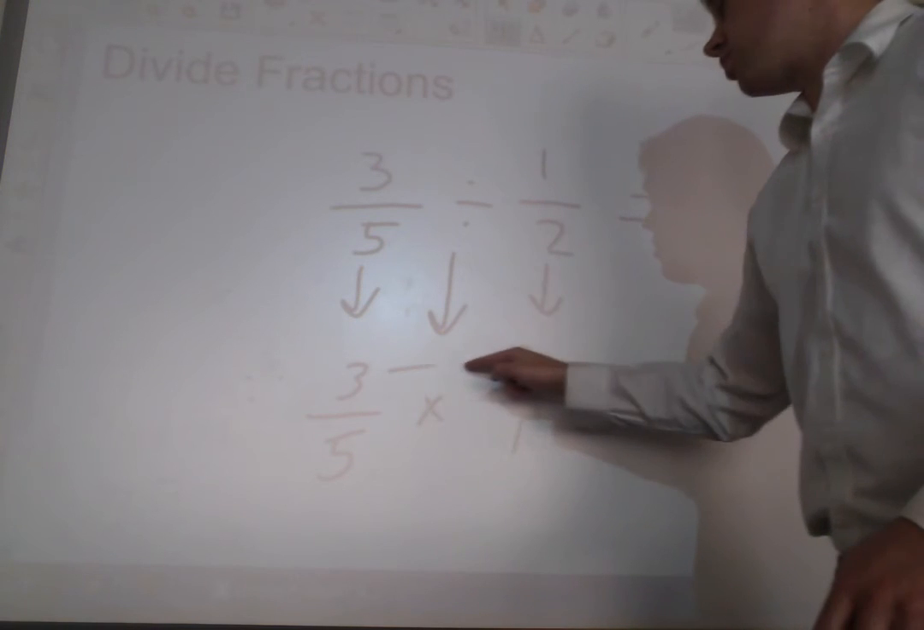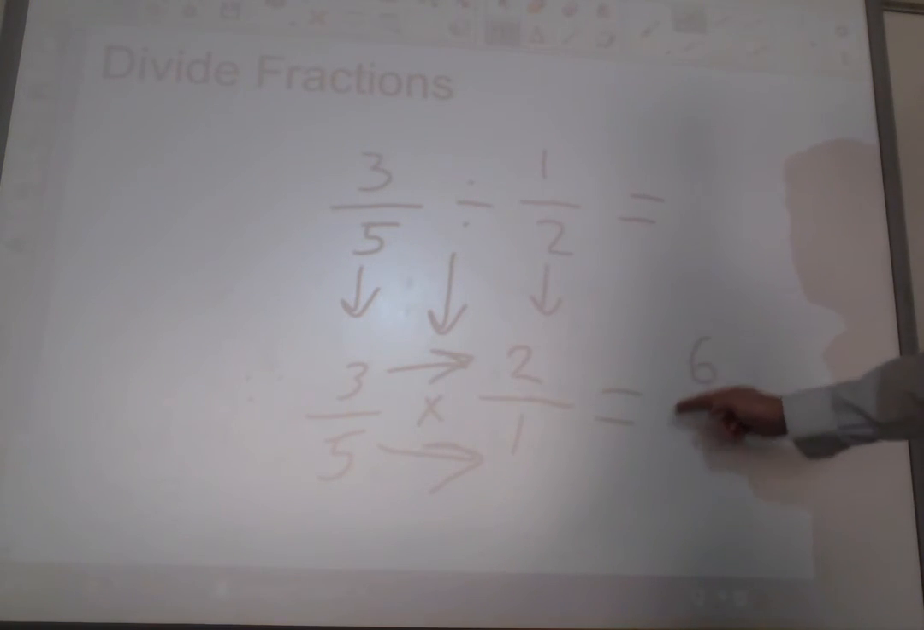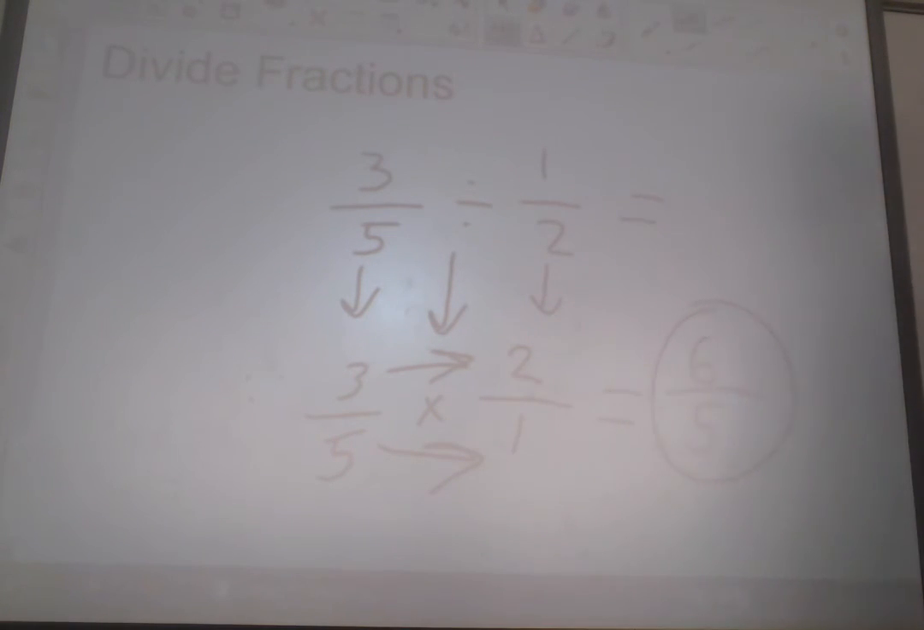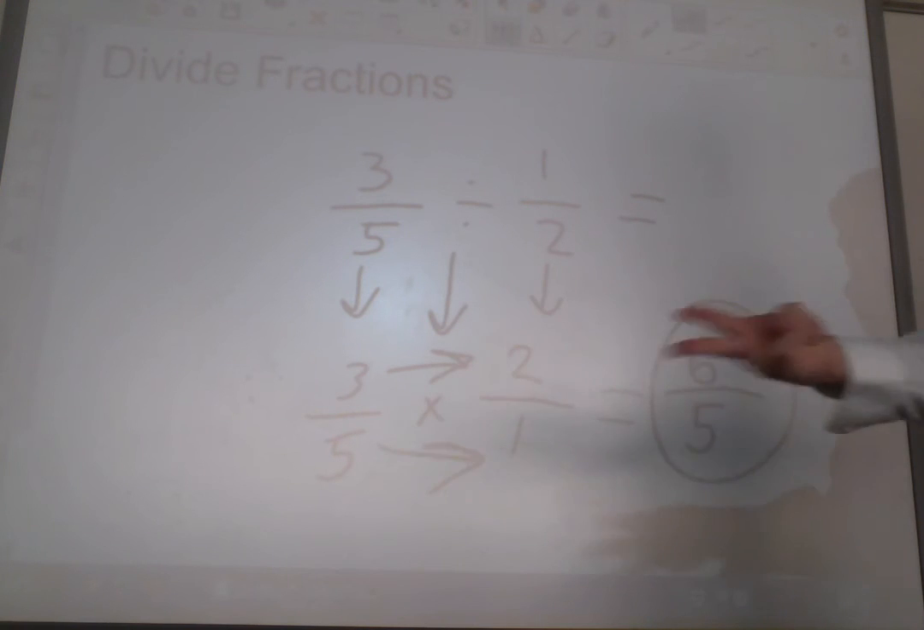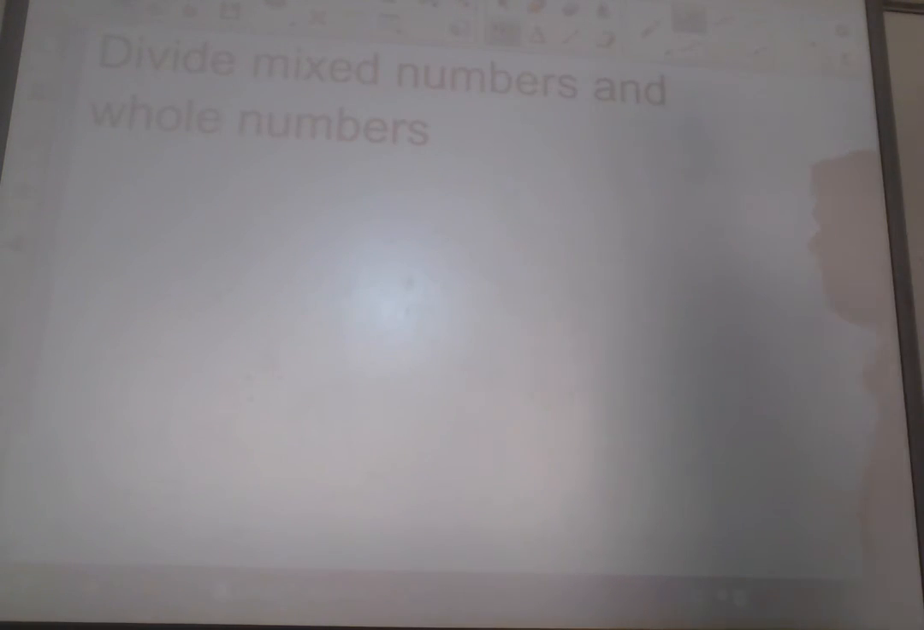Then we multiply straight across. 3 times 2 is 6. 5 times 1 is 5. There is our answer, 6 over 5. Okay? So to divide fractions, keep, change, change. Just like we learned when we subtract negative numbers.